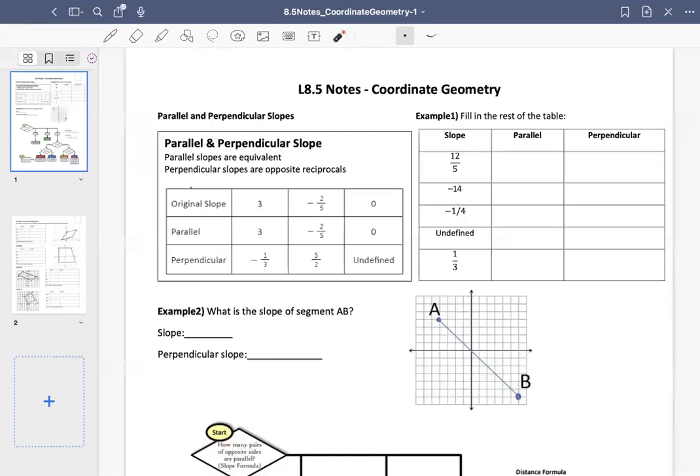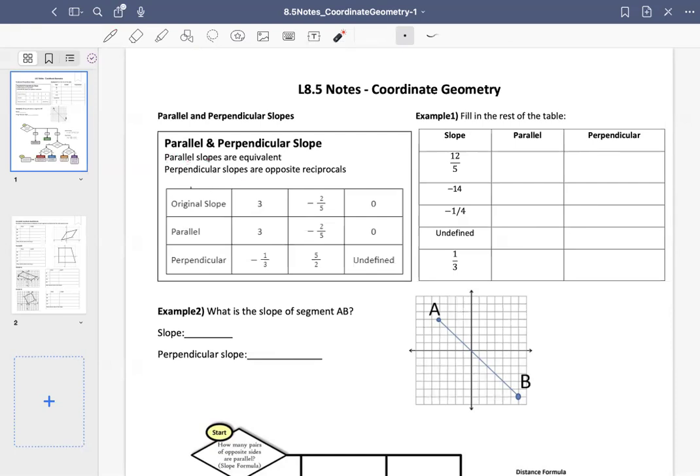Hey everyone. So today what we're going to be doing is proving different shapes are squares, rhombuses, rectangles, parallelograms. The only difference compared to what we've been doing the past few days is that we're going to be using the coordinate plane to do it. So to start, we're going to review parallel and perpendicular slopes.